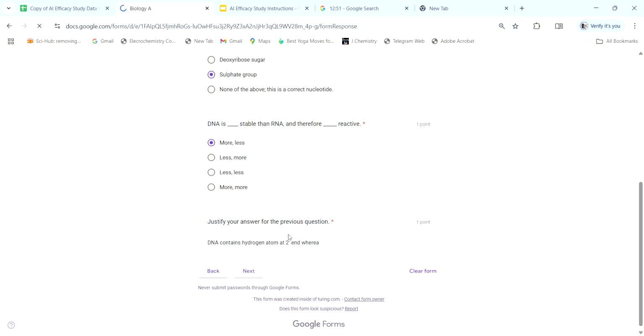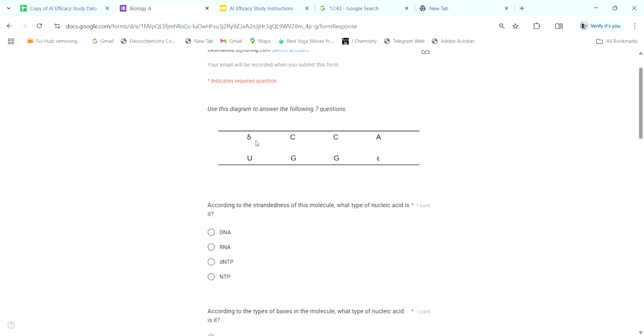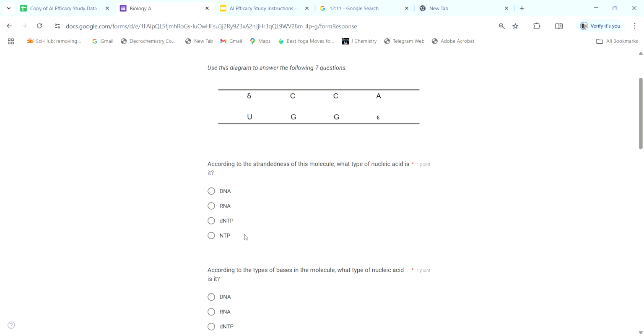Use this diagram to answer the following 7 questions. So there is a delta U C G C G A epsilon. So here U means uracil, C means cytosine, G for guanine, and A for adenine. So according to the strandedness of this molecule, what type of nucleic acid is it? So I think as there is adenine, and it should be RNA, DNTP, NTP or DNA. So it should be DNA.